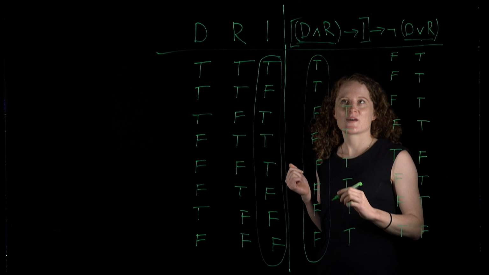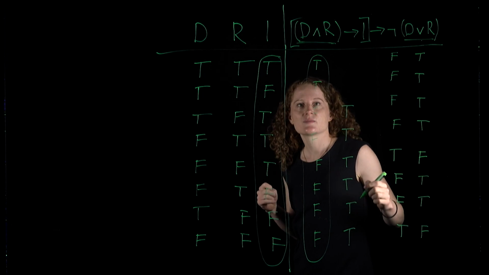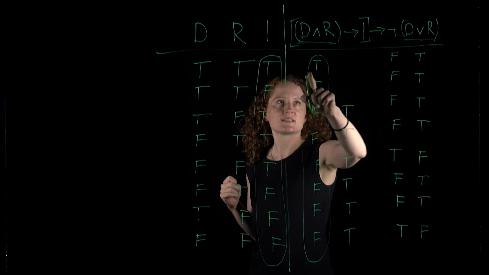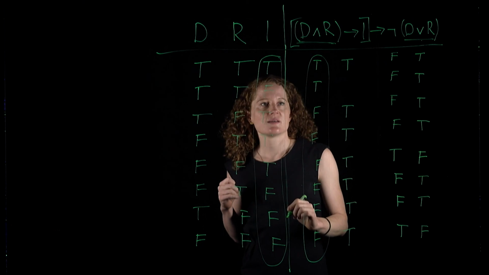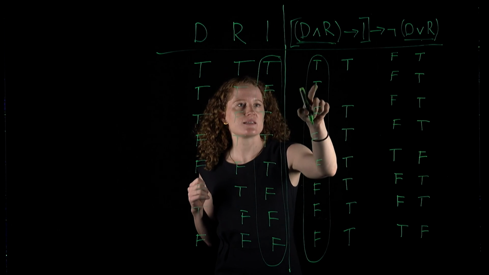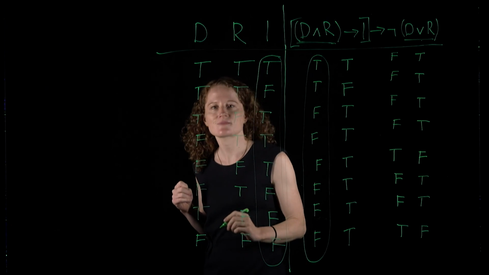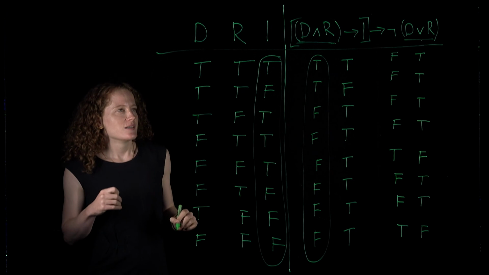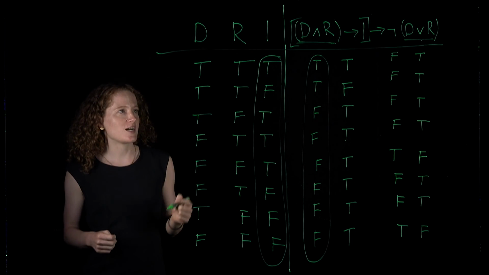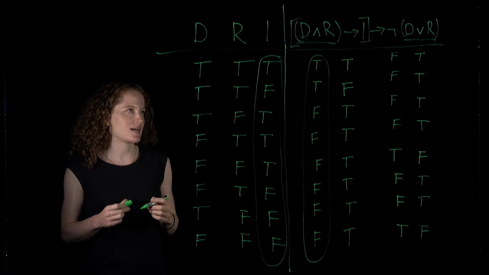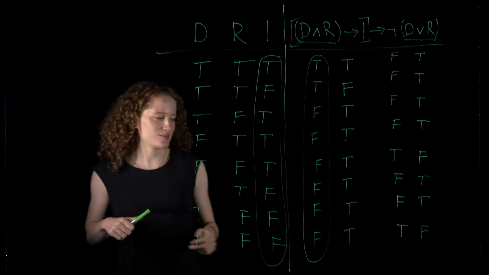Now, in the cases where the antecedent is true, I need to be a little more careful. So we see that in the first row, both the antecedent and the consequent are true, so I'm going to enter a T here. But in the second row, the antecedent is true and the consequent is false, so I need to enter an F. Okay, we are almost done. We only need to fill in one more column, and that final column is the column under our main connective, which is the second conditional.